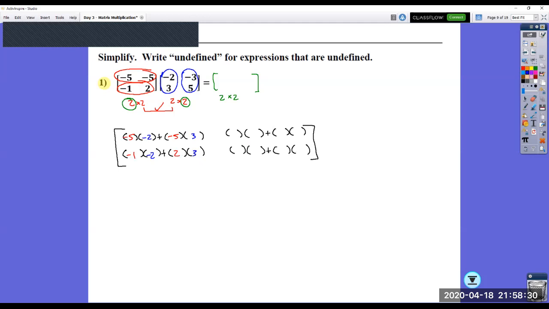Notice that in row 1, I have -5 and -5 that I have up top. In the second row, I have -1 and 2. But for the column, notice it's not -2, 3 in the shortcut. That's sometimes a mistake students make when they start taking the shortcut. It's -2 and 3, -2 and 3. These numbers should be all the same right here. These should be the same right here.